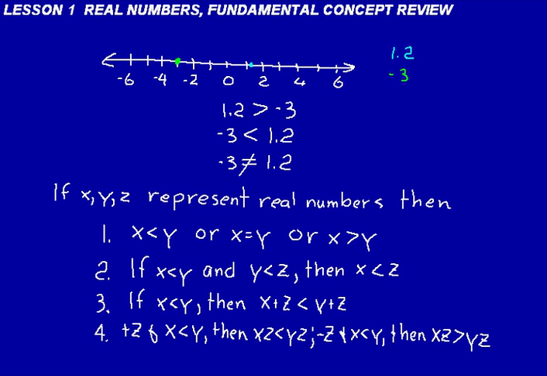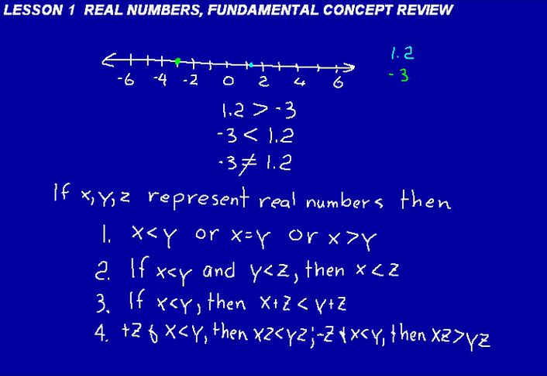Let's just look at these order properties for real numbers. If you had some variables, just assign some variables x, y, and z, if those represented real numbers, then number one, x could be less than y, or x could be equal to y, or x could be greater than y. That's sometimes called the trichotomy axiom.